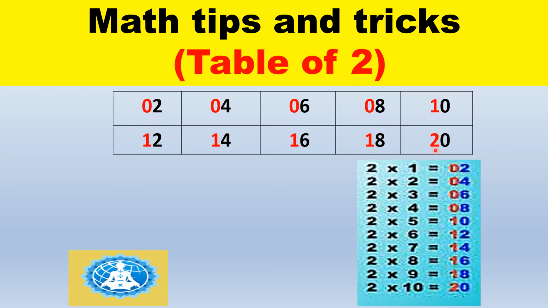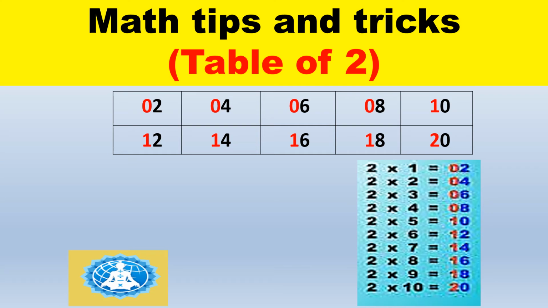So I hope you find this trick very easy and you will find it easy to learn. So let us see, have you all learned the table of 2 correctly? Yes. So 2 sixes are 12, 2 sevens are 14, 2 eights are 16, 2 nines are 18, 2 tens are 20. So apply this trick and learn the table of 2 correctly and easily.